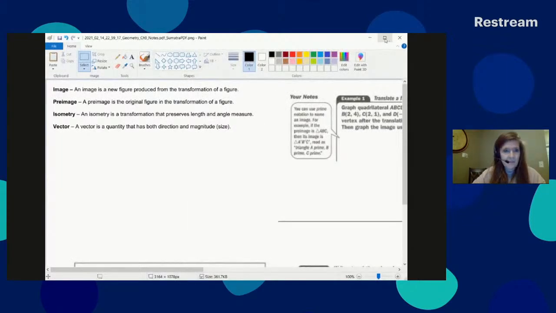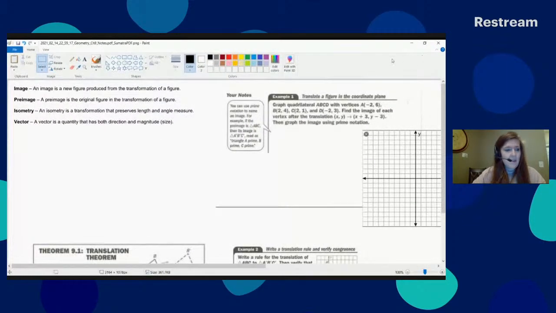I'm going to go ahead and share my notes with you. Hopefully, there we go. All right, so 9.1 is actually called Translate Figures and Use Isometries. What I want to talk about is kind of a general thing first. The first thing is something called a transformation. We've talked about this before.